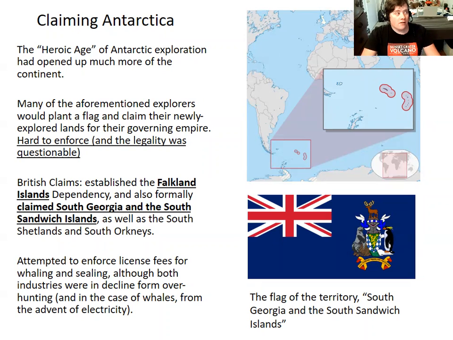But this was kind of futile because A, nobody enforced it. B, by the early 20th century, both industries were in decline. The seal population had plummeted from overhunting, as had the whale population, and also the need for whale oil had just begun to disappear because whale oil was used to light lamps and electricity had been invented and was becoming in much more widespread use by this time. And that has let whale populations recover in peace somewhat, a few exceptions aside, but their populations have still not completely rebounded because whales are so slow to reproduce.